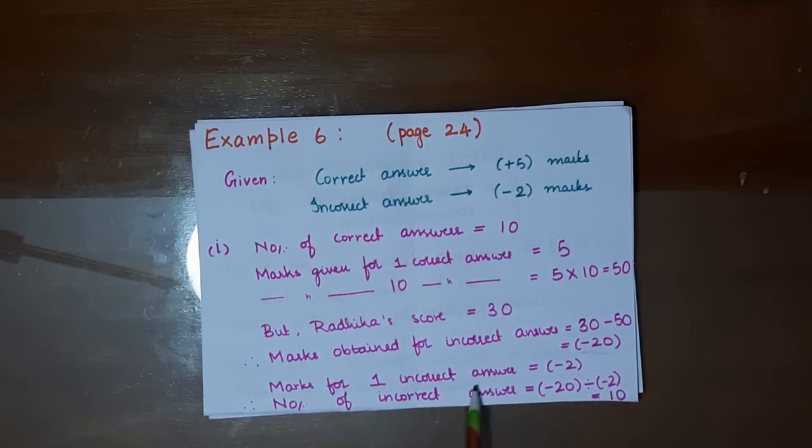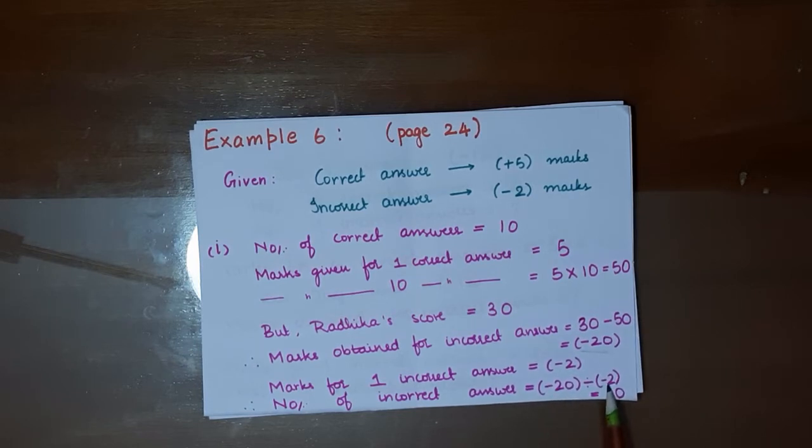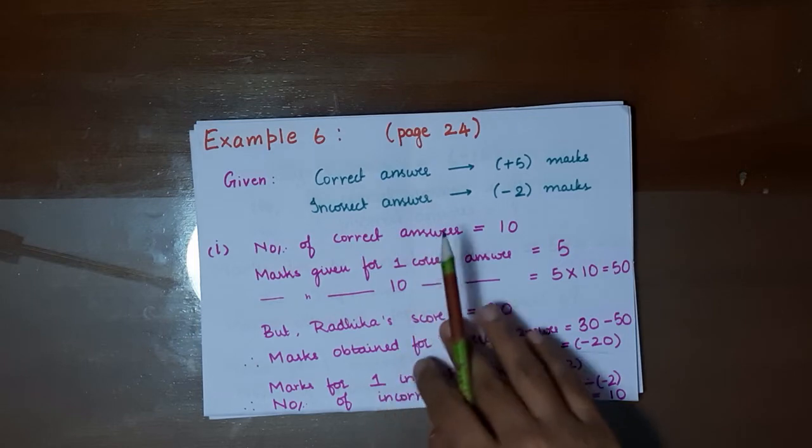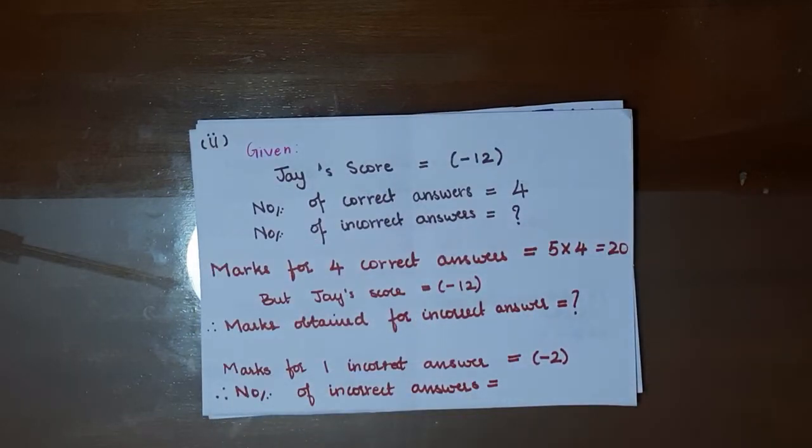Marks for one incorrect answer is equal to minus 2. Therefore, the number of incorrect answers is the total marks given for the incorrect answers divided by the marks for each incorrect answer, which is minus 2. Minus 20 divided by minus 2: a negative integer divided by a negative integer is positive. 20 divided by 2 is 10. So 10 incorrect answers were answered by Radhika.